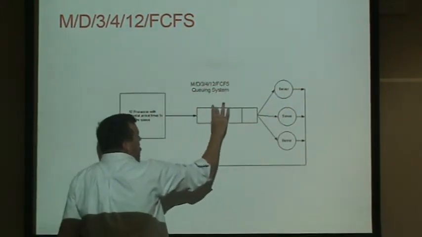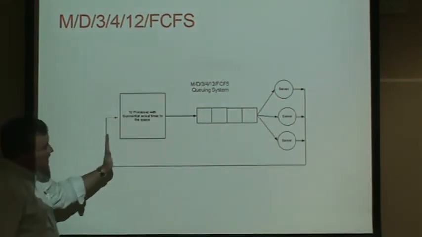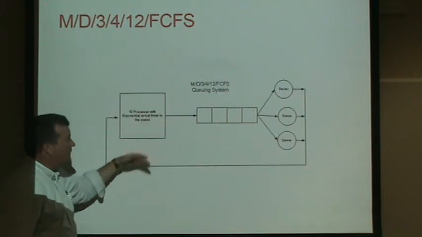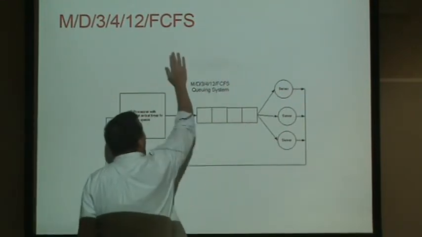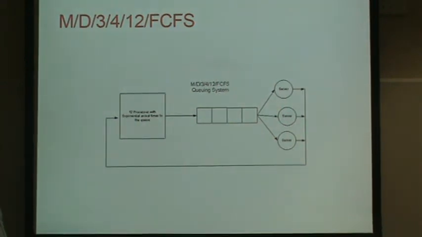/4, meaning 4 seats in the queue, /12, meaning 12 customers in the closed system. And then this could be a first come, first served queue. We actually could have left that out because we've decided that first come, first served is the default queue. So a picture like this could be an MD3, 4, 12, first come, first served queue.